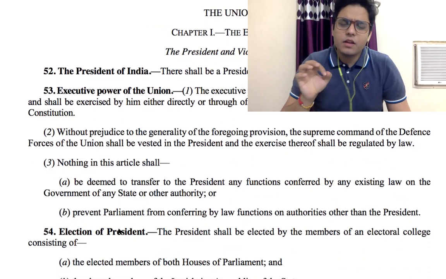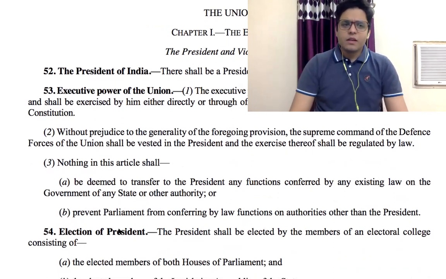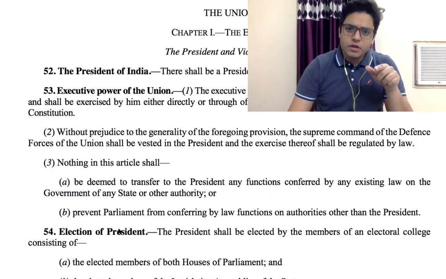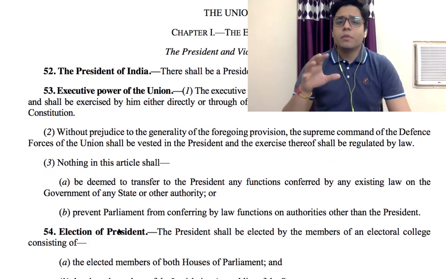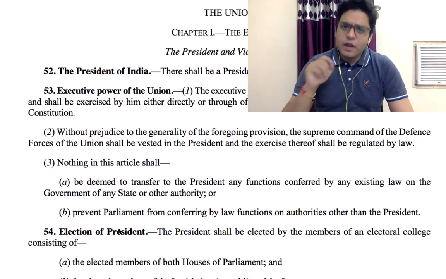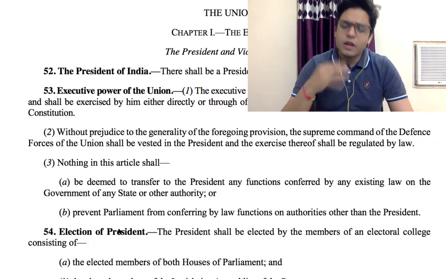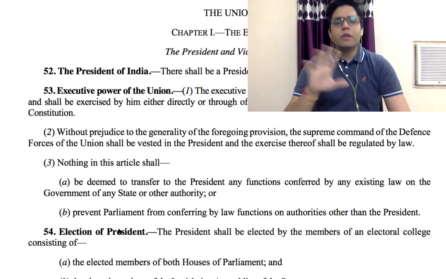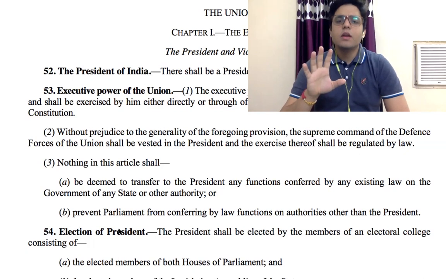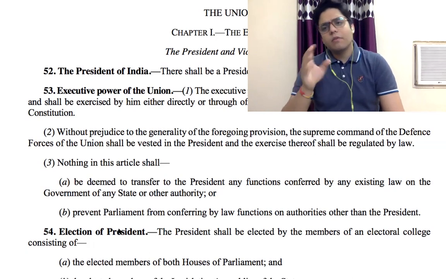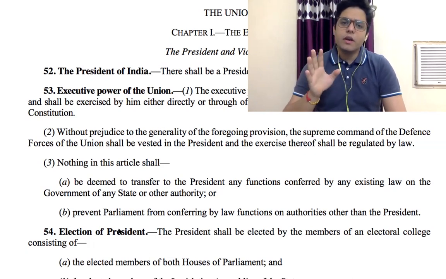Okay, so sub-article 3 is very simple. By providing in sub-article 1 that the executive power will be vested in the president, it doesn't mean that, if an existing law, when the Constitution comes into force, provides for the vesting of any particular power in the state governments or any other authority under the state government, it will be affected by this provision. And the second part is, even in future, if Parliament wants to vest any particular power in any particular authority or any particular state government, it can freely do so.